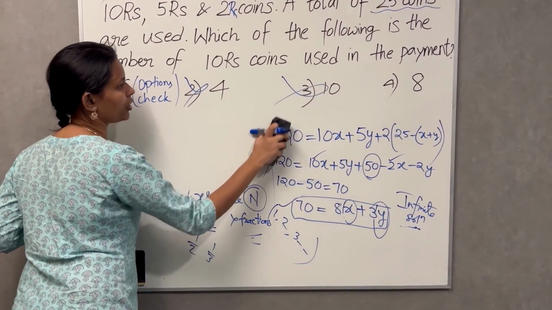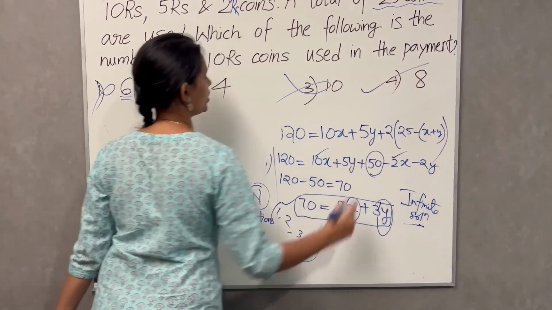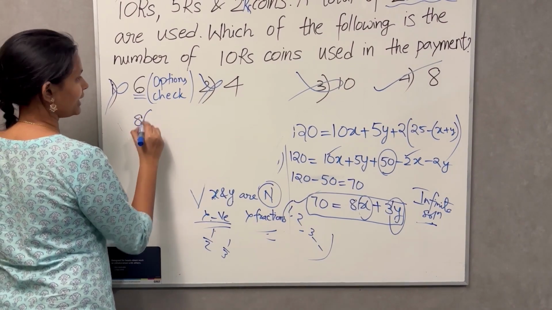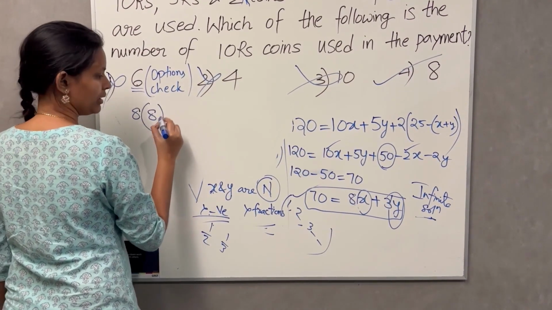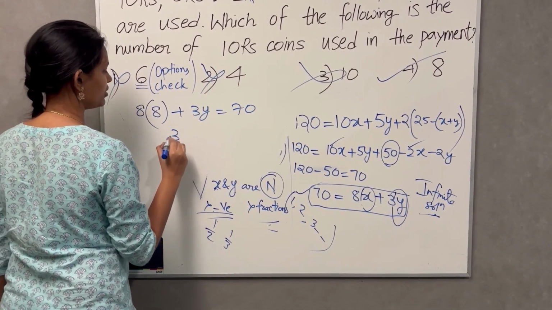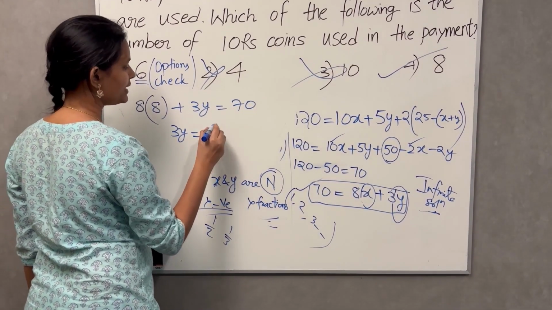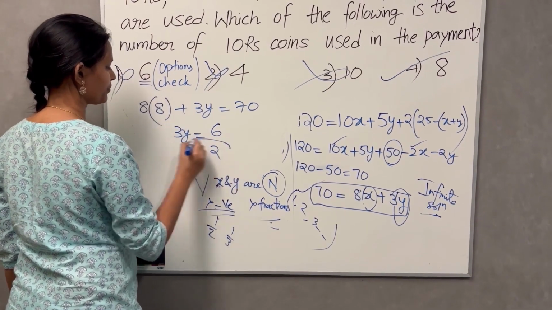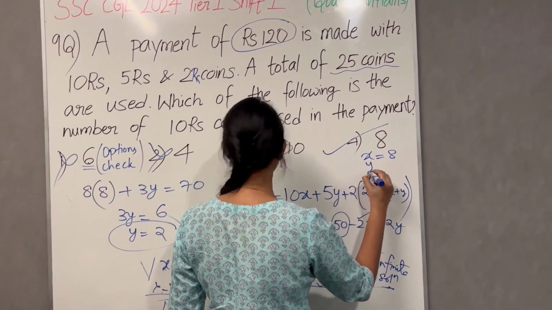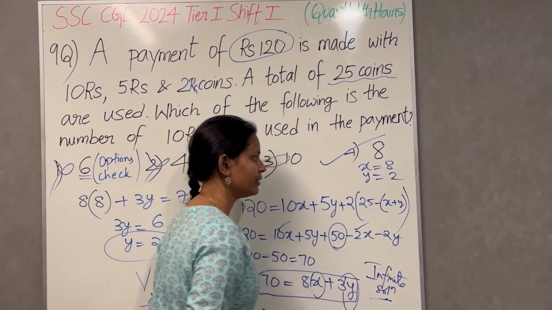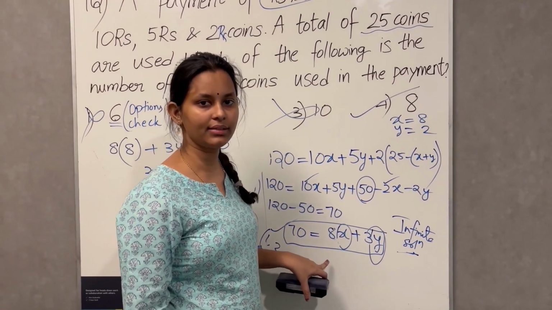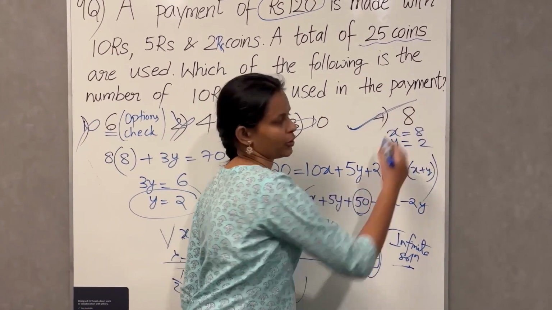Now obviously the fourth option is our answer, because we neither get a negative answer nor a fraction. That is 8 into 8 plus 3 into y equals 70. 8 eights are 64. 70 minus 64 is 6. So y equals 2. That is option 4: x is 8, then y is 2. These are positive numbers and they are not fractions, and it also satisfies this equation. So our answer is the fourth option.